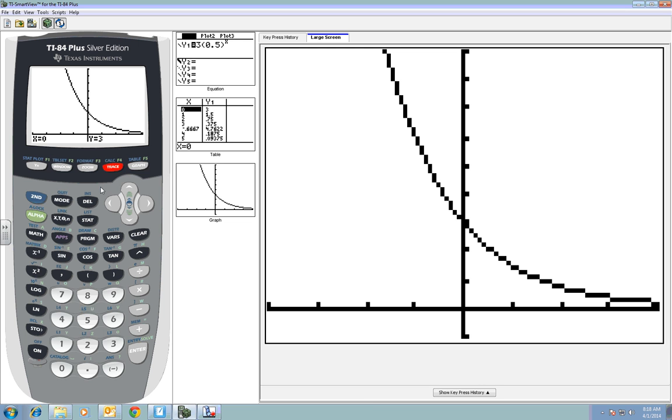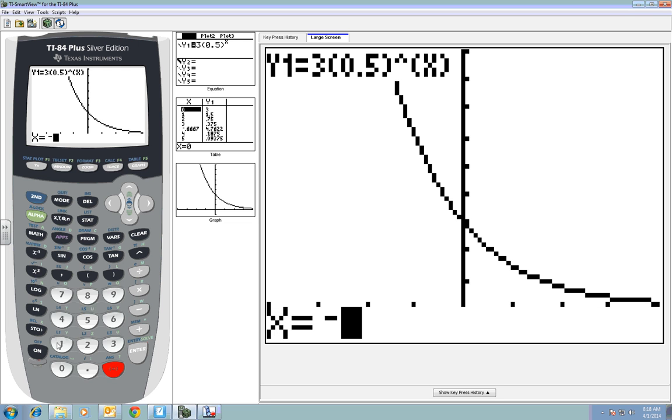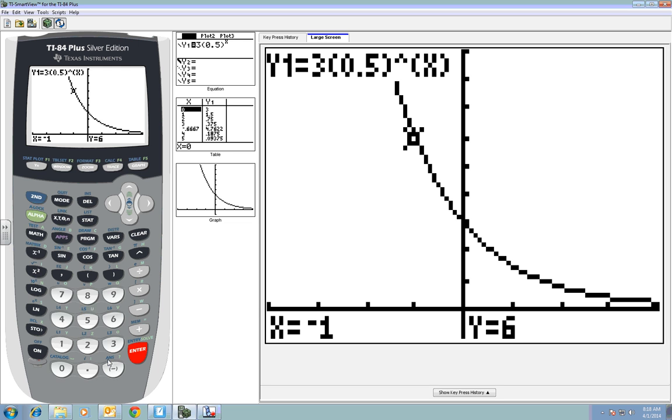So I'm going to hit trace, and I have the point 0, 3. So that's one point I can put, 0, 3. If I type in 1, I have the point 1 and then 1.5. I hit trace and I just typed in 1 and then enter. And if I wanted one more, I could type in -1 so I could get one on the other side, and I get 6. So do you see how it's almost the same points as the other one? It's just flipped downward.